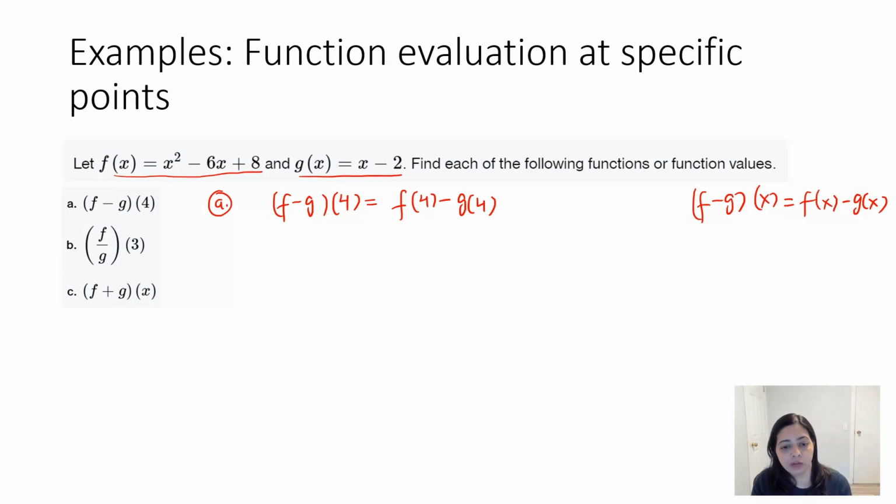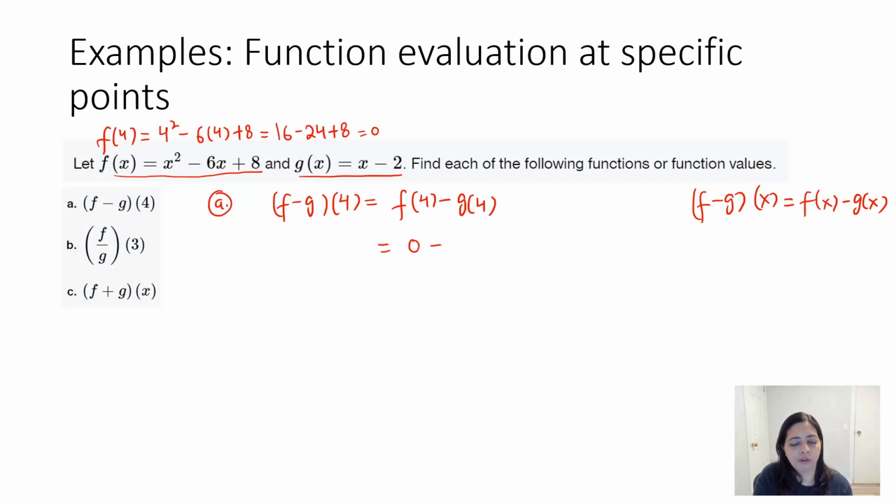So f(4) minus g(4). Now you have to find f of 4 minus g of 4. You can compute them separately and then plug in their values here, or you can do it here only. So I will do it separately. What would be f of 4? 4 squared minus 6 times 4 plus 8, which is 16 minus 24 plus 8. And how much is that? Actually, this is 0. So f of 4 is 0.